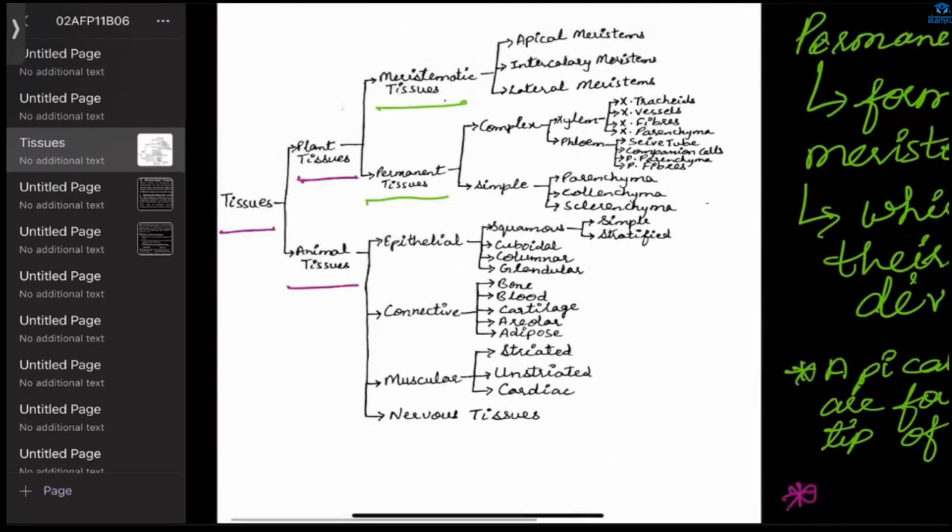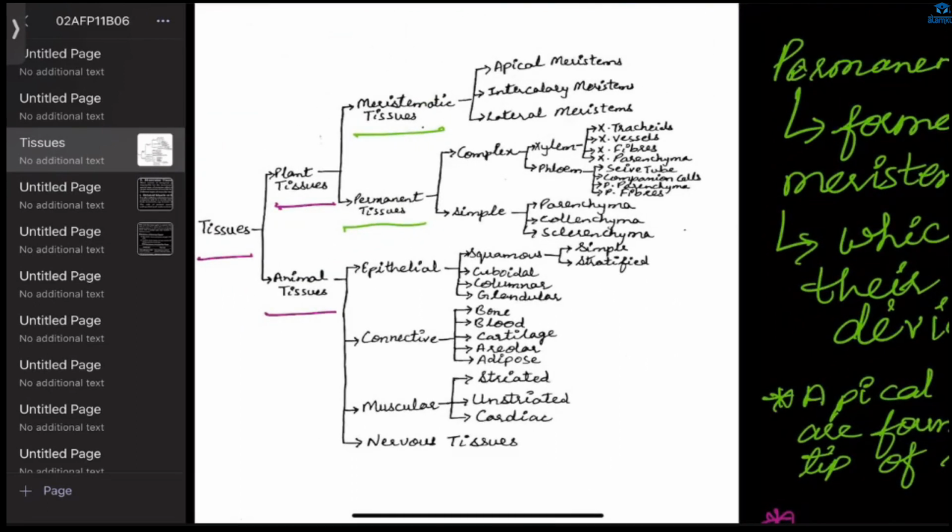Now coming back to permanent tissues. Shazan, please try to remember and tell me what are permanent tissues, complex and simple ones. You will explain these two to me. What is complex permanent tissue and what is simple permanent tissue? Ma'am, complex permanent tissues are of two types. One is phloem and one is xylem. Yes, of course, there are two types of complex tissues. And ma'am, what is simple permanent tissue?